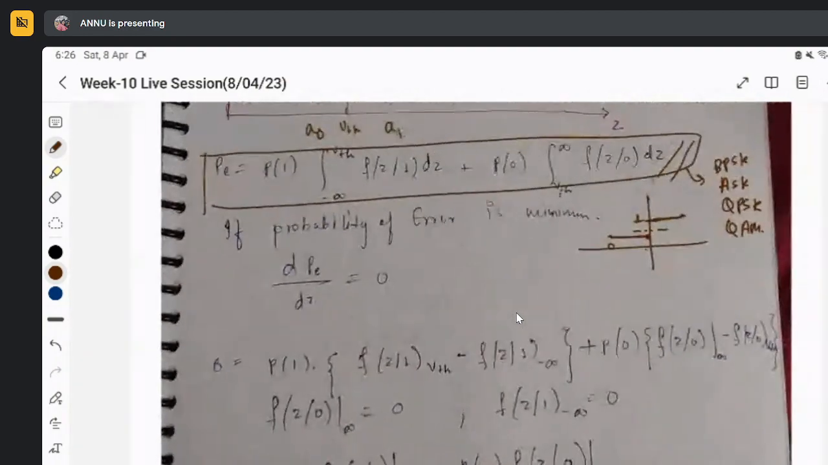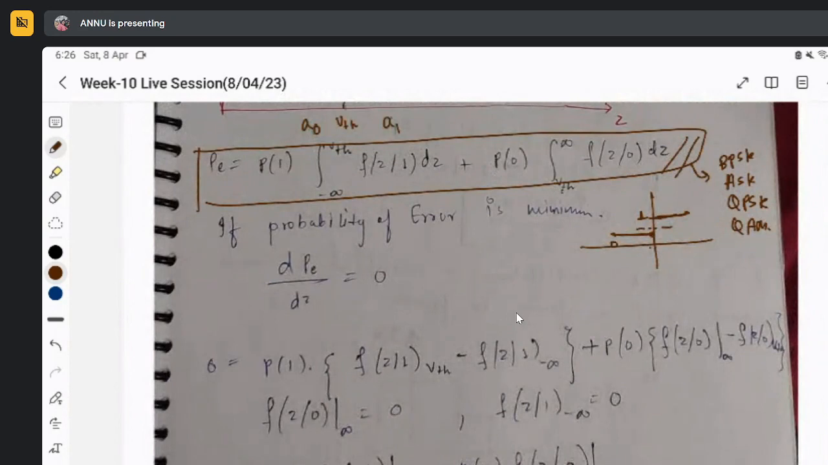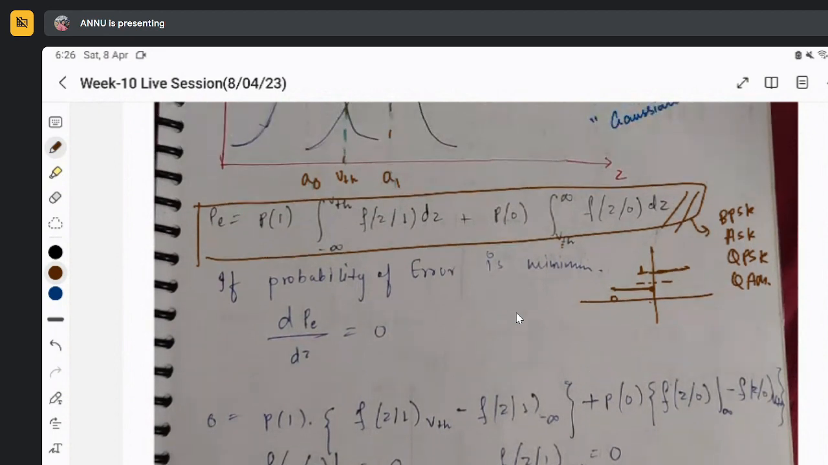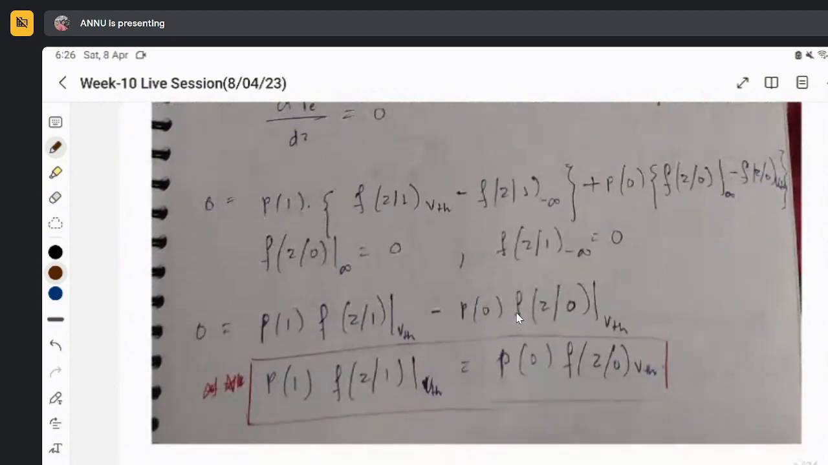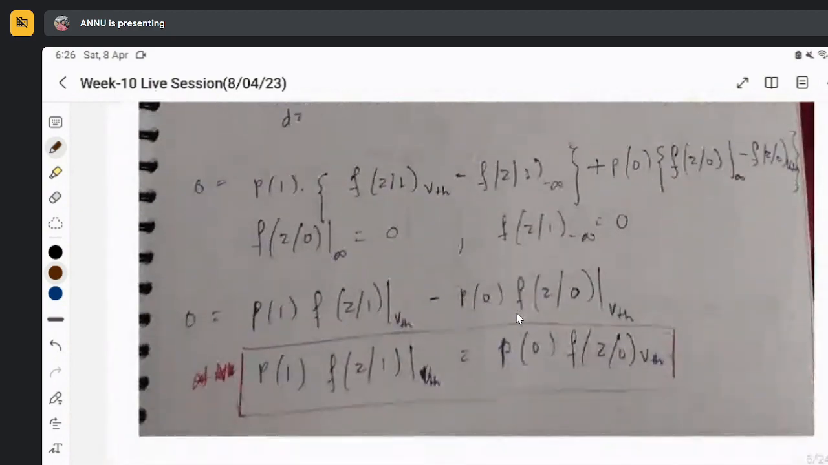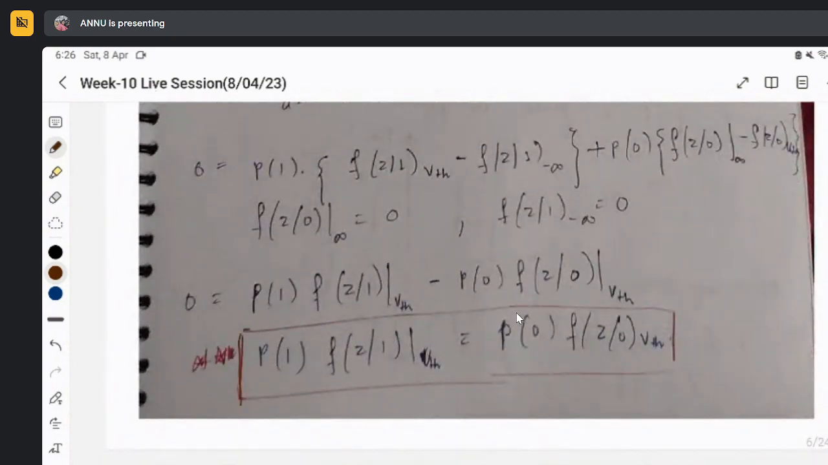So how will you calculate the minimum probability of error? If you differentiate P of E with respect to Z, because it is distributed in the Z domain, then how will this error be minimum? So this criterion should match for getting the error to be minimum.